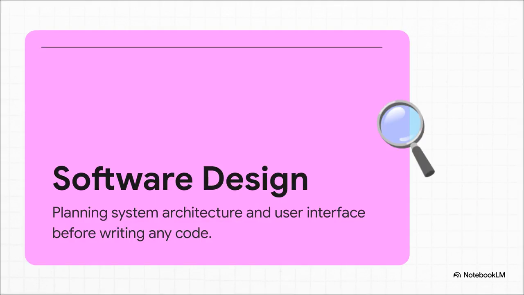Once all those needs are gathered up, the business analyst passes the baton over to the UI/UX designer. This brings us to software design. This is the phase where the system architecture and user interface are completely planned out. The designer visually drafts exactly where the Order Now buttons will go, what colors to use, and how the app is actually going to feel in your hand.